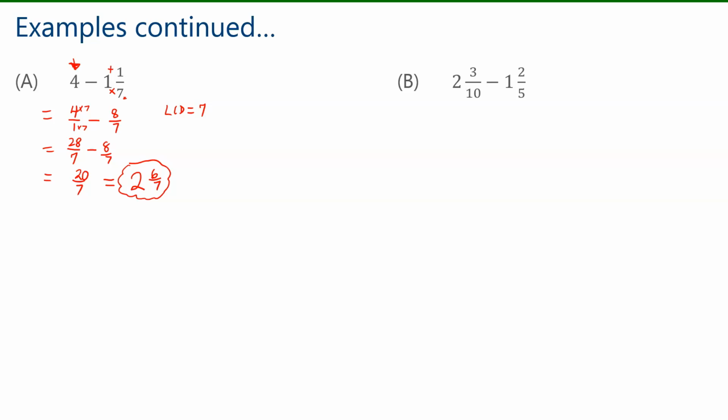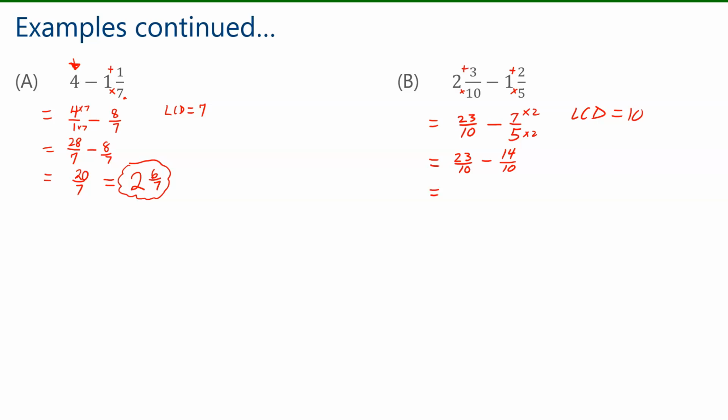In B, 2 and 3/10 subtract 1 and 2/5. First step, let's change them to improper fractions. 10 times 2 is 20. 20 plus 3 is 23. Over the denominator 10. Subtract. 5 times 1 is 5. Add 2 is 7. Over denominator 5. We need an LCD in order to subtract these two improper fractions. The LCD for 10 and 5 is 10. So the first improper fraction, we leave it be, 23 over 10. The second improper fraction, we create an equivalent fraction, which will be 14 over 10.